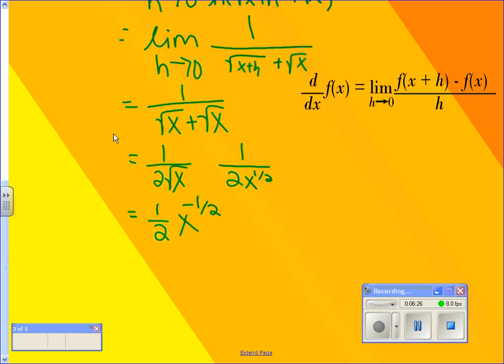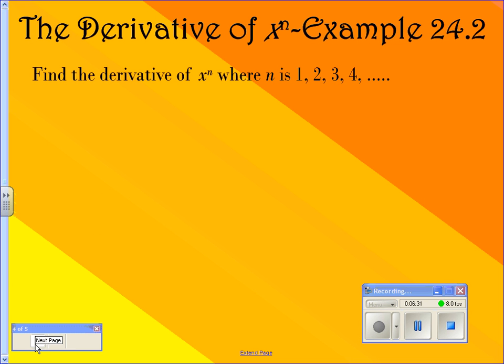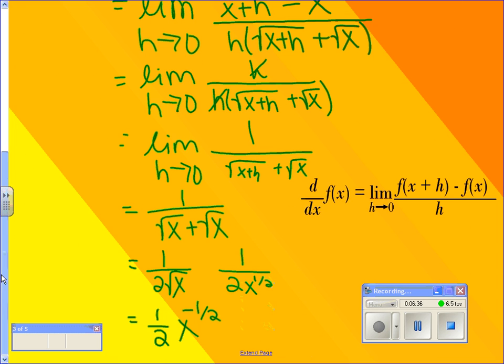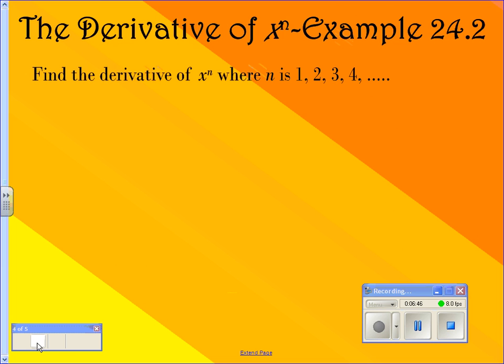I want you to write it like that because our formula is going to be very helpful. All right, so I want to find the derivative of x to the n, where n is 1, 2, 3, and 4, etc., etc. But we're just going to stop with 1, 2, 3, and 4.